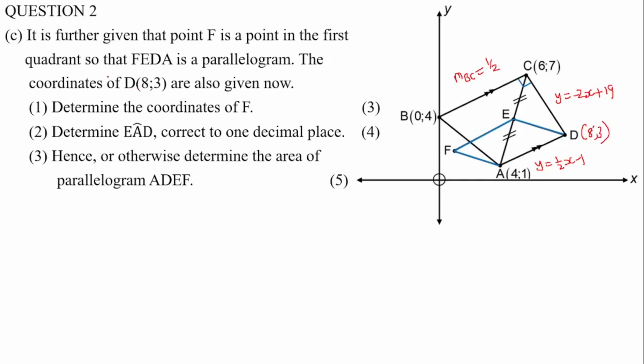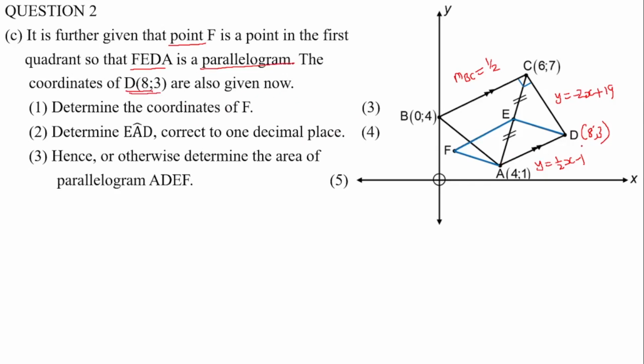Let's do C. It is further given that point F is a point in the first quadrant, so that FEDA is a parallelogram. Then what do we know about a parallelogram? The opposite sides are equal and parallel.